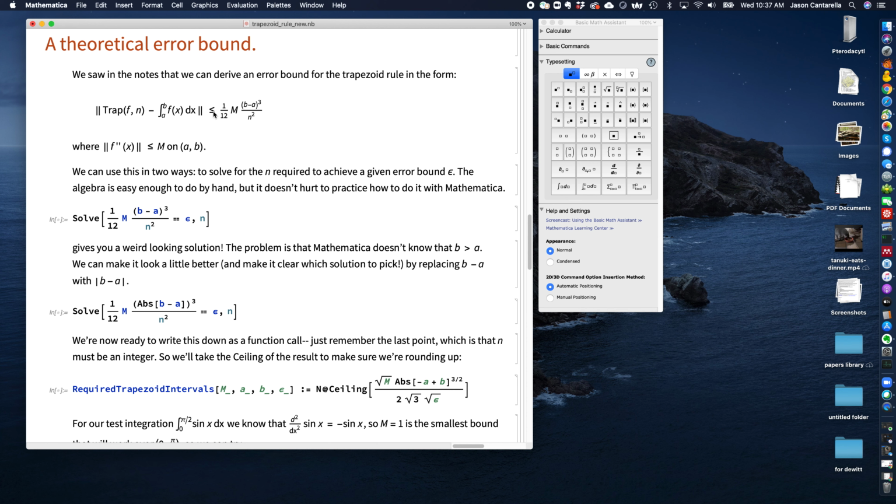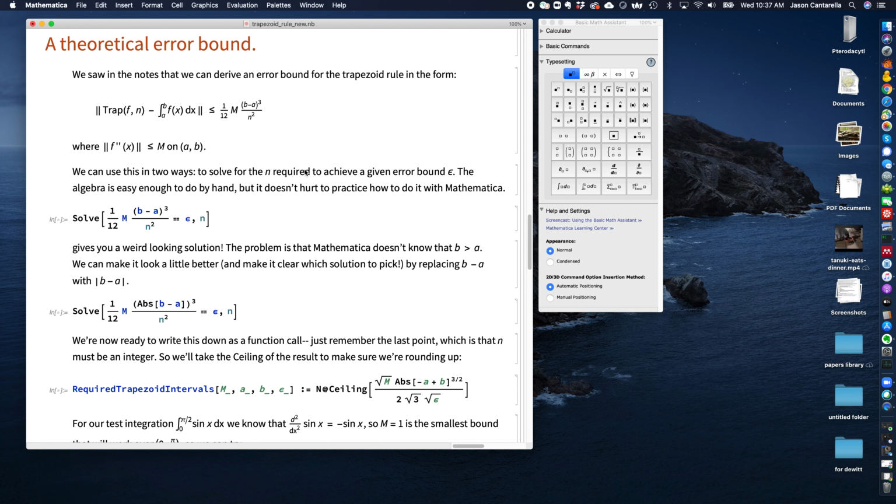This is not approximate. And for that reason, it can be loose. The error is always guaranteed to be less than this, and it can be much less than this in certain circumstances. The other thing to notice is that this requires an overestimate M for the absolute value of the second derivative on the interval.